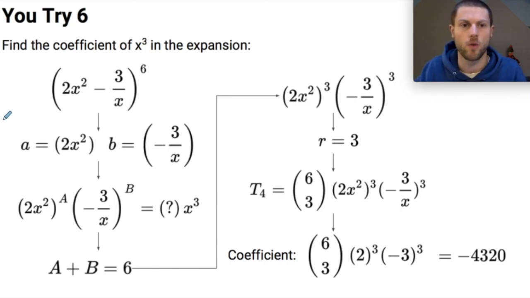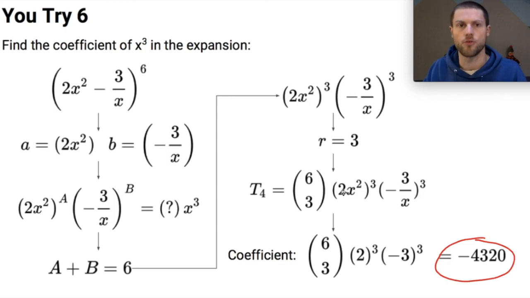All right, and here is my workings out for this one. You can kind of see the process. I try to throw some arrows in there for you. And the final coefficient is a little bit more manageable of a number, negative 4,320.